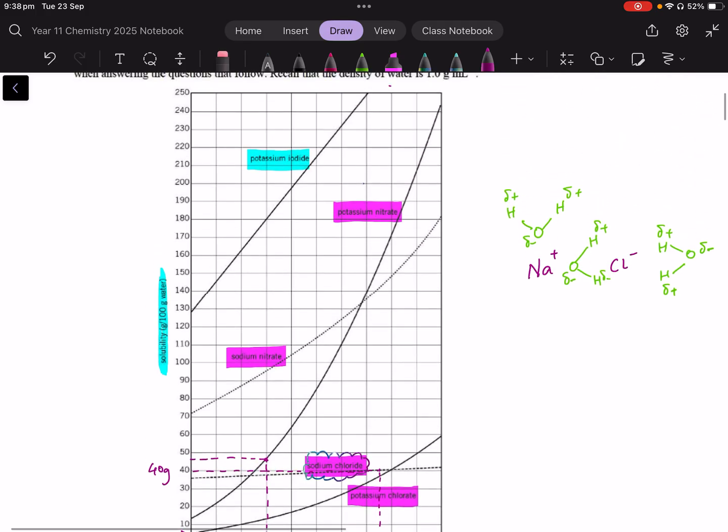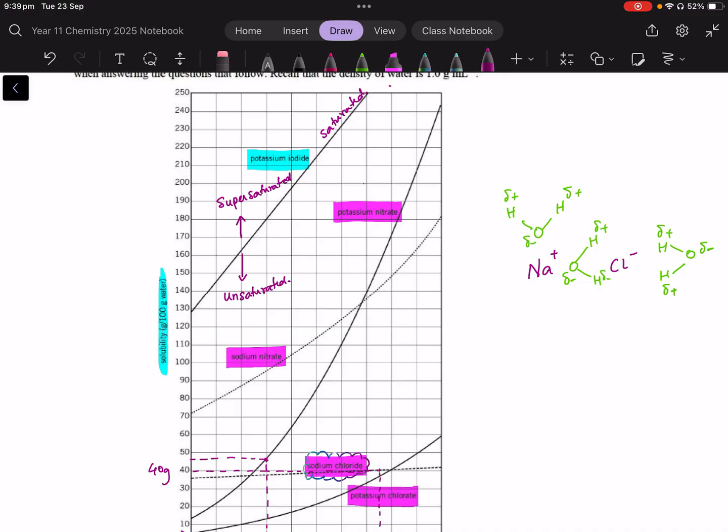So when you're looking at saturated salts, they will be on the line. On the line is your saturated amount of solute in the solvent. Above the line, above any of these graphs, you will have the supersaturated, and below the line you would have unsaturated.